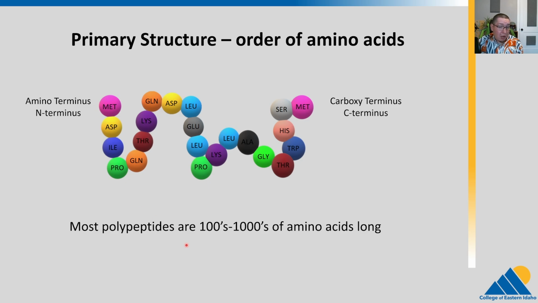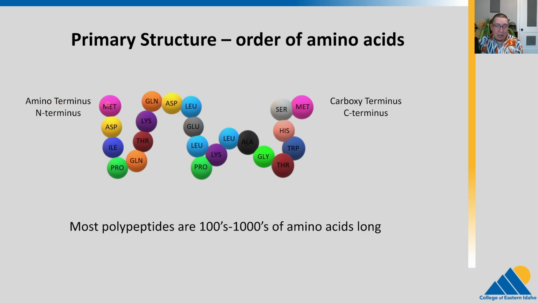Most polypeptides are somewhere in the range of 100 amino acids up to thousands of amino acids long. So this is real short here, but it's just a diagram. We have the N terminus, the amino terminus. That's where it starts, and then it runs down the chain to what we call the C terminus, the carboxy terminus. That's the end of it. So it goes N to C in order.